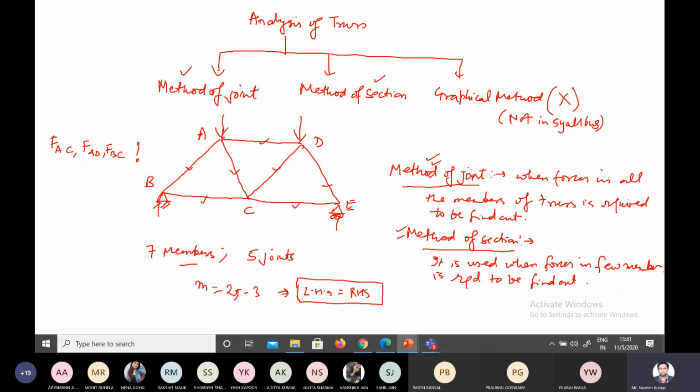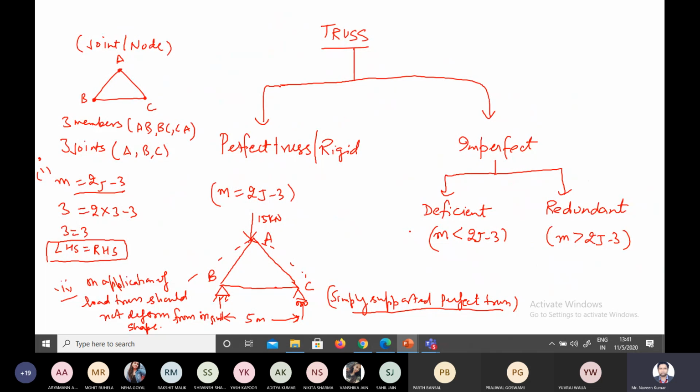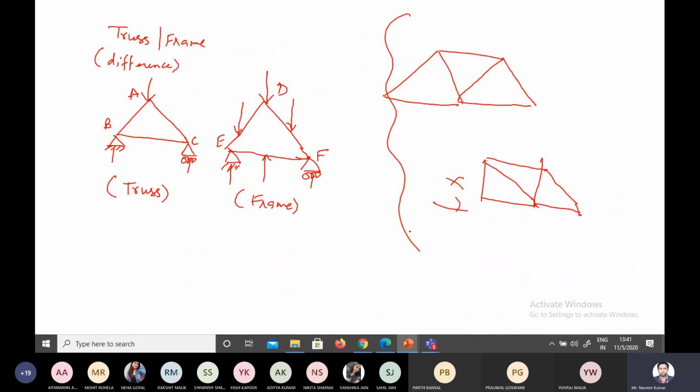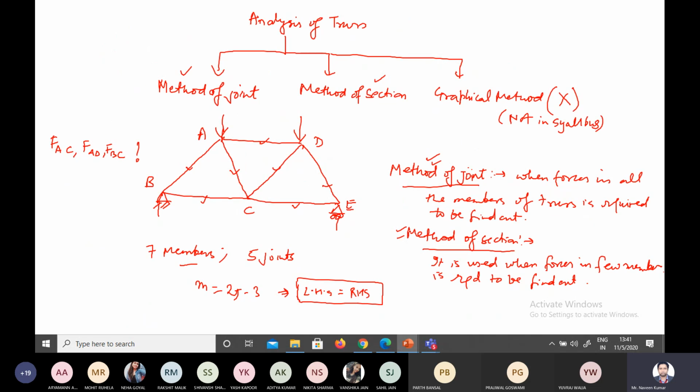Before solving the problem, you should know which method you have to apply. So I have explained here which method is to be applied in a particular problem. Method of joint when all the forces are required to be found in the truss, and method of section when only few members are required to be found out. So I think till now it's clear what I have told you. Starting from truss, perfect truss, imperfect truss, conditions, then the difference between truss and frame, and then analysis of truss, method of joint where you have to use, and method of section where we have to use. Then I will tell you what is method of joint and what are the different steps you have to use to calculate the forces in members.